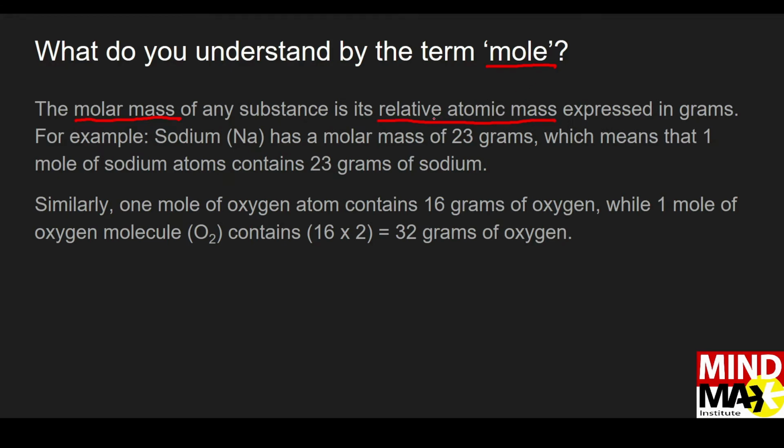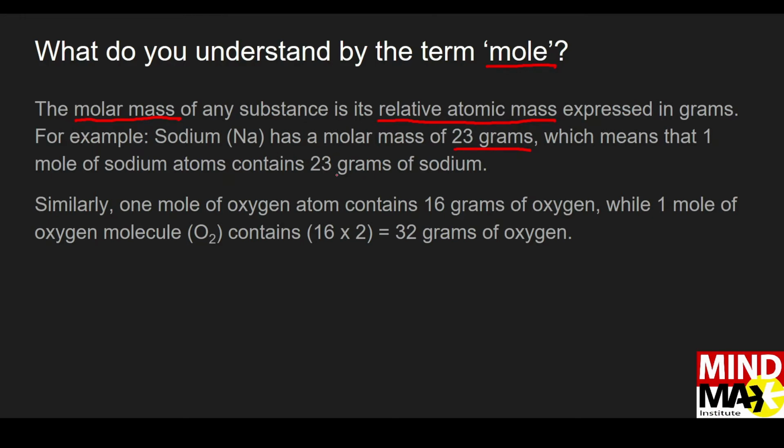The relative atomic mass is the atomic mass of any substance which you get from the periodic table, right? So if you want to express the molar mass of something, you have to express it in terms of the relative atomic mass of the substance expressed in grams. For example, sodium has a molar mass of 23 grams. Why? Because 23 is the atomic mass of sodium that you can find from the periodic table. And 23 grams of sodium, because it is the molar mass, is the relative atomic mass expressed in grams. So sodium has a molar mass of 23 grams.